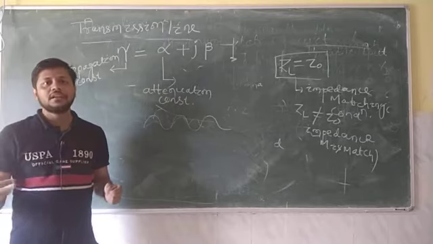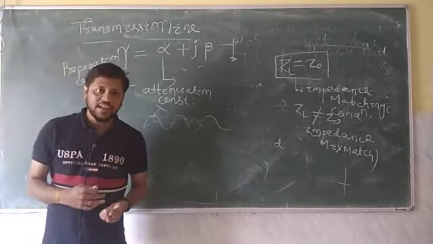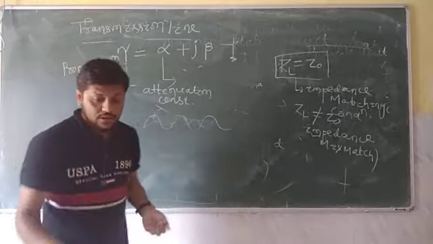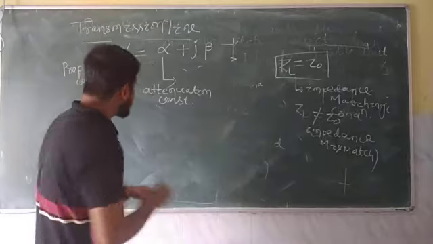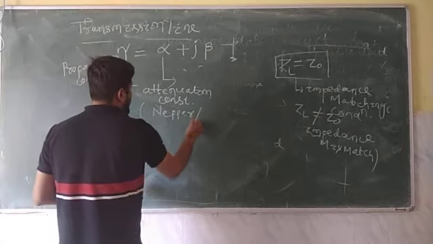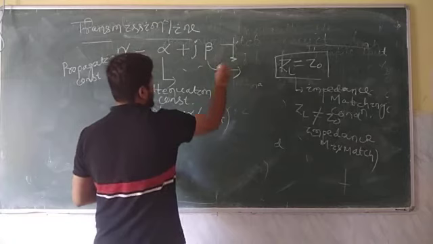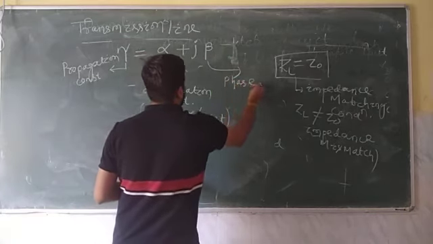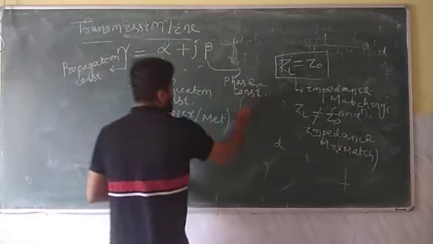The strength of the signal decreases as it travels along the transmission line, and that decrease is represented by the attenuation constant, and the unit of this attenuation constant is Napier per meter. And this beta, the imaginary part, is known as your phase constant, and this is represented per meter.